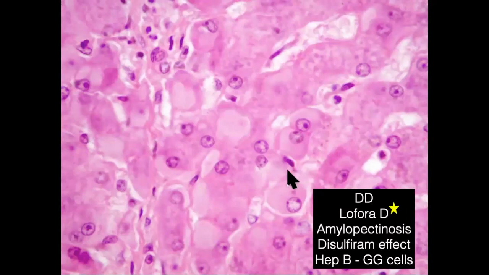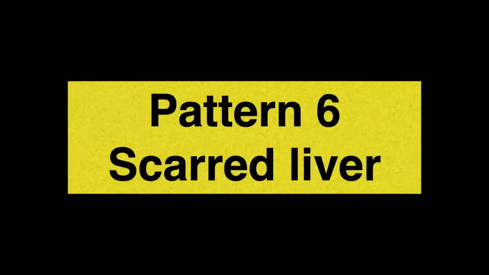This you might have seen again and again. These are eosinophilic intracytoplasmic inclusions. The differential diagnosis is Lafora disease, amylopectinosis or type 4 glycogen storage disease, the disulfiram effect, and hepatitis B, ground glass appearance. Please remember these 4 DDs for ground glass appearance of the hepatocytes. So that's all about the calm liver.